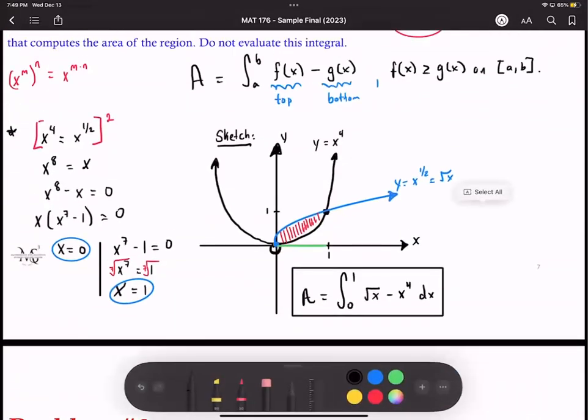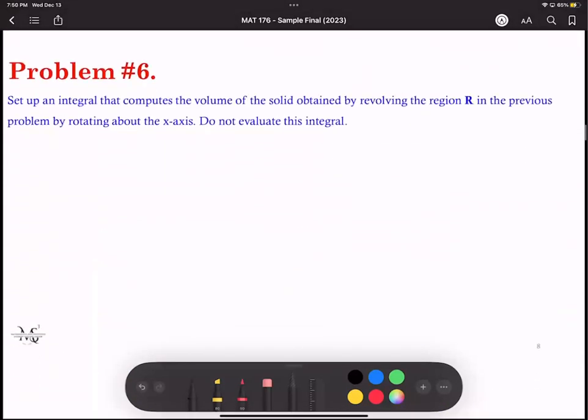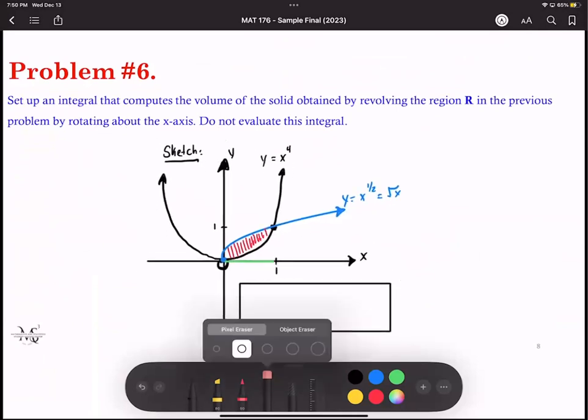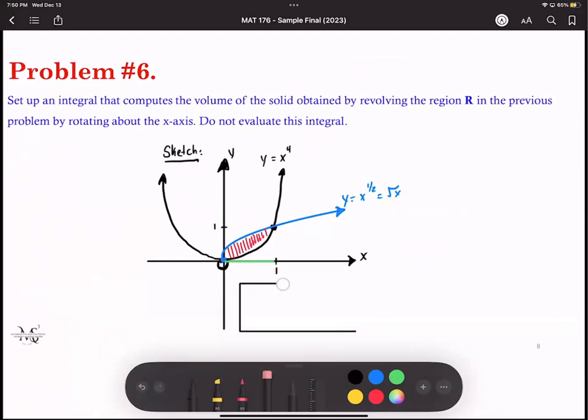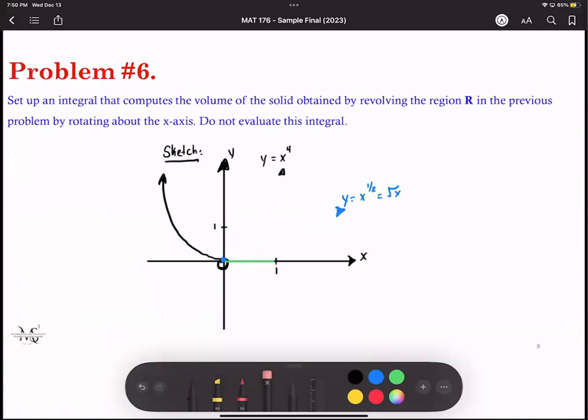So what I'll do is copy this graph. I'll make a better sketch in a moment. I still need to make a better sketch of this so that you guys can see it. So let me just delete what I had here. All right, so for problem 6, it stated that we wanted to set up an integral that computes the volume of the solid obtained by revolving the region R in the previous problem.